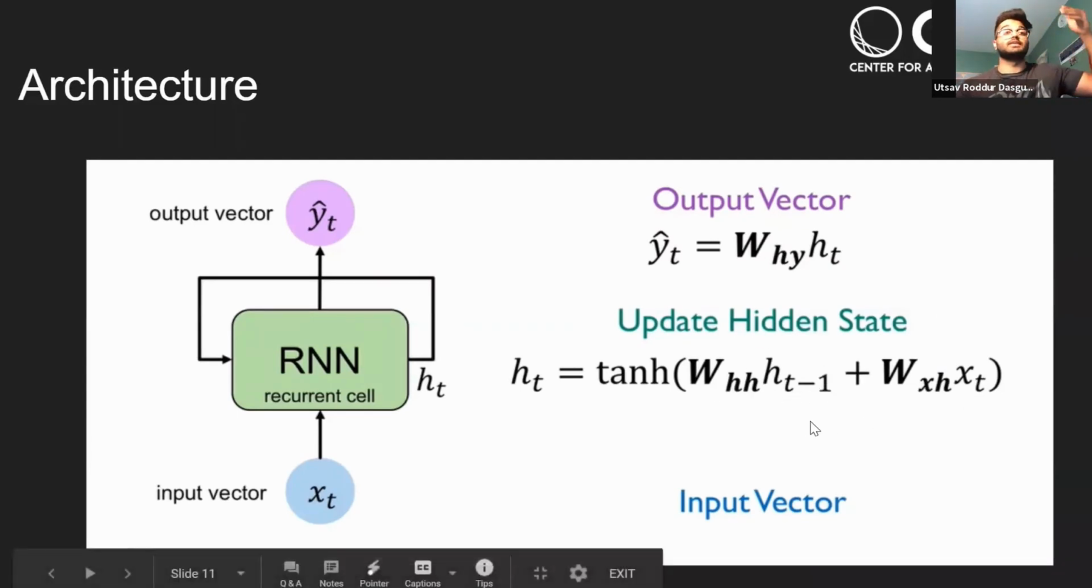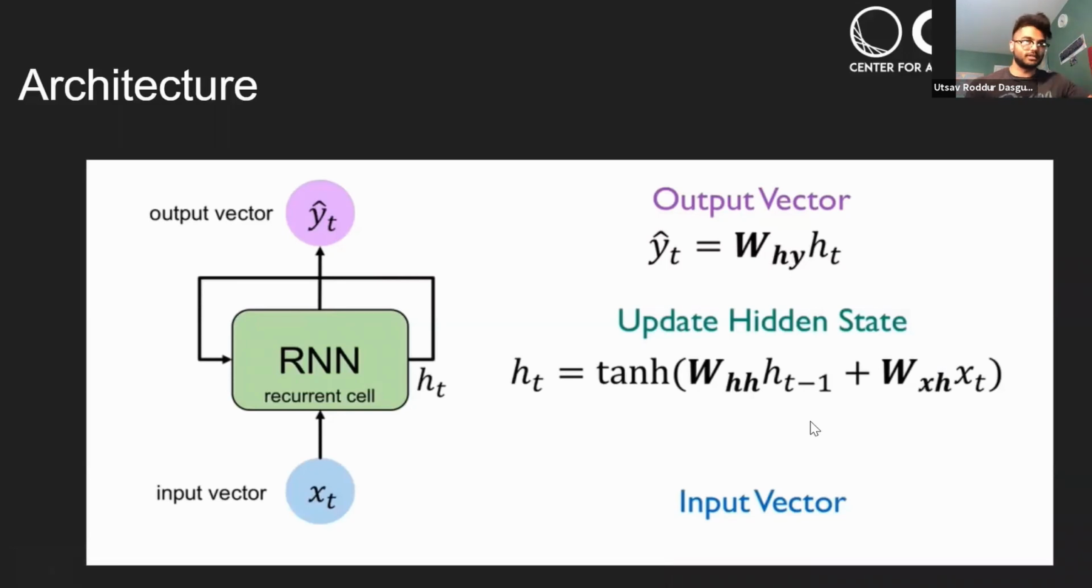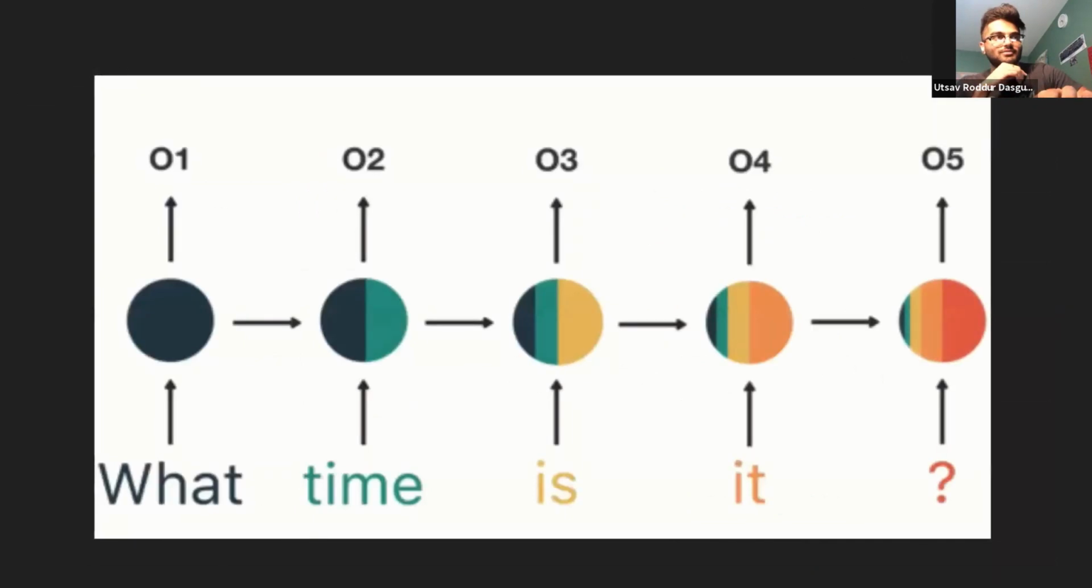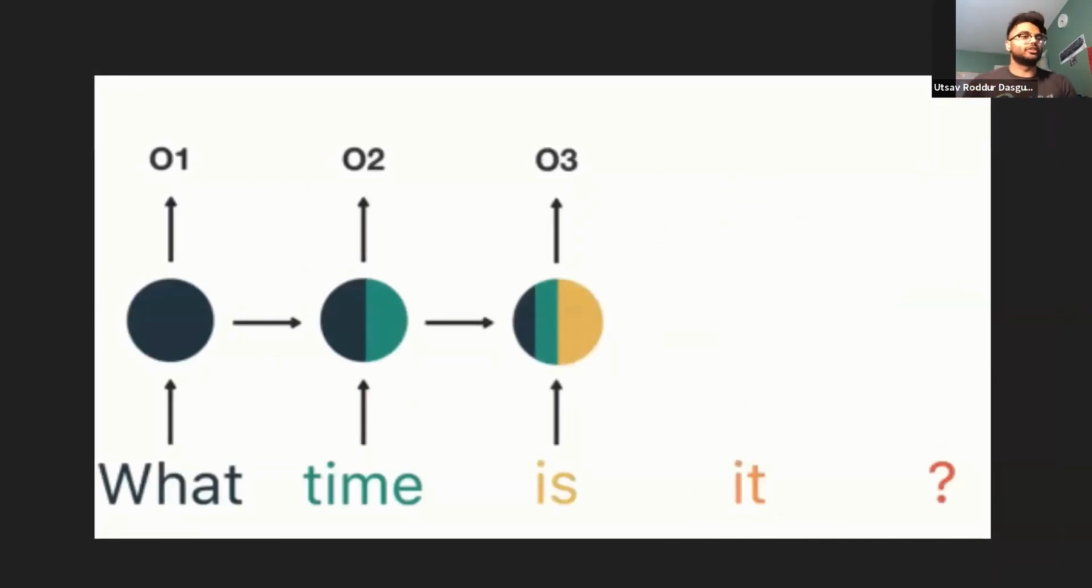And then HT minus 1 is based on HT minus 2, which is based on HT minus 3, et cetera, et cetera. It goes all the way back to H1, which is based on X1. Sorry, that was a lot of subscripts and stuff, but this visual will help for sure.